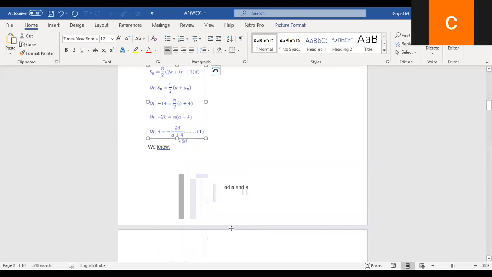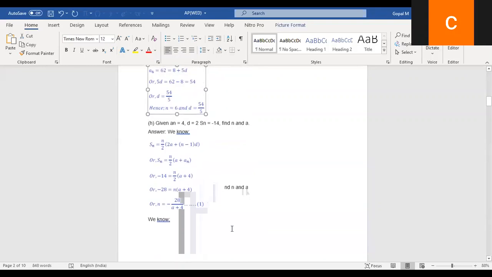The 8th sum, the nth term of an AP. An they gave as 4, D value they gave 2, and Sn value they gave is minus 14. They're asking us to find N and A. So the Sn value is minus 14. Apply the values in the formula.